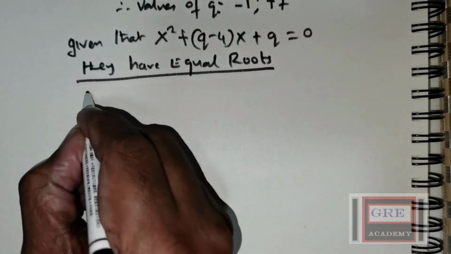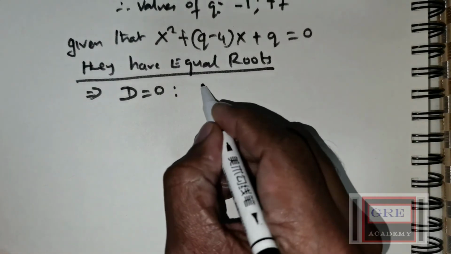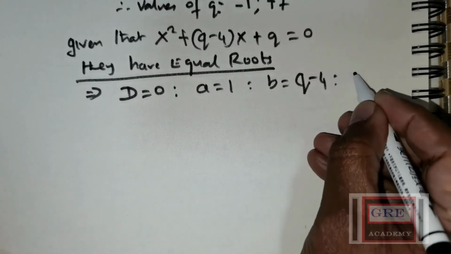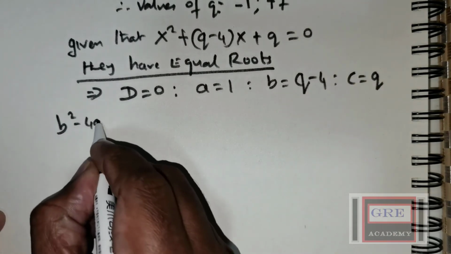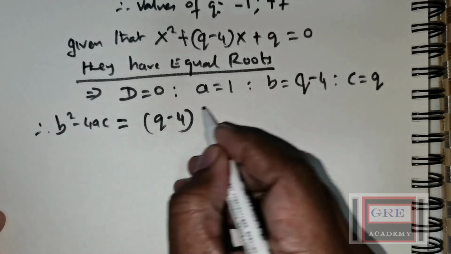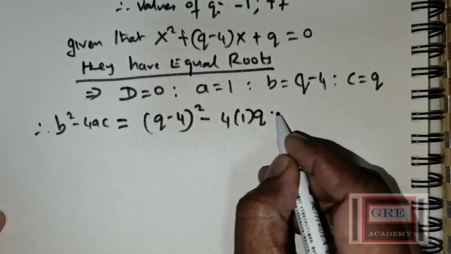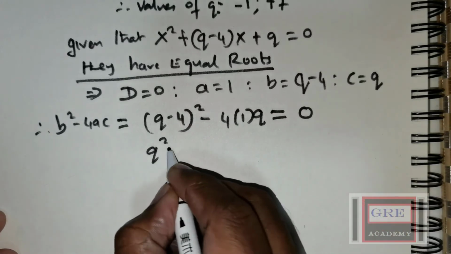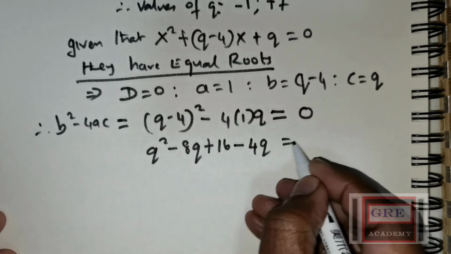Now because they have equal roots, this means the discriminant should be equal to 0. So what we need to do is find the value of a, the value of b, and the value of c, and then substitute them in b squared minus 4ac. So therefore b squared minus 4ac is equal to (q minus 4) raised to the power 2, minus 4 times a times c, which is q, and we need to equate this quantity to 0.